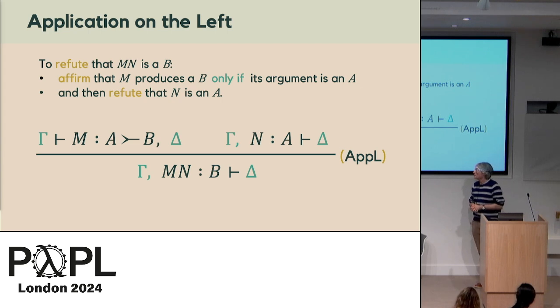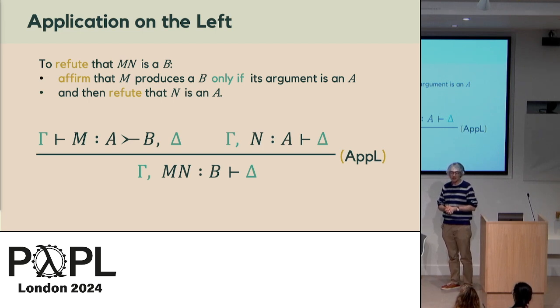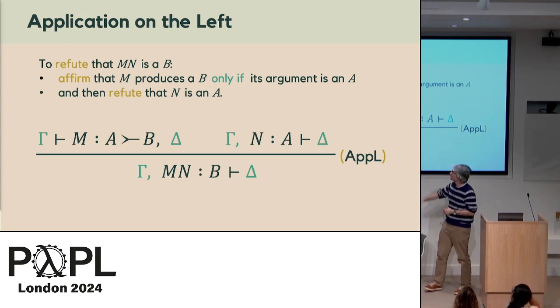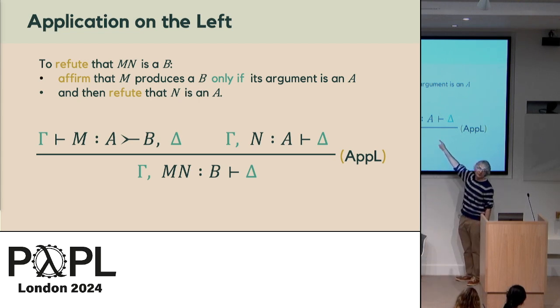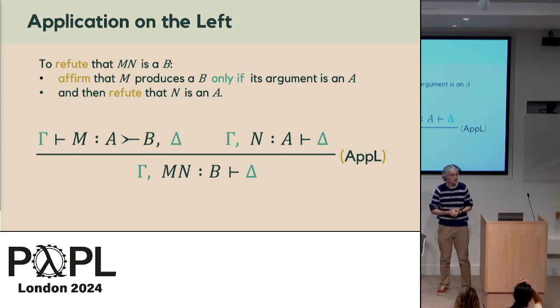Okay, so with this new ingredient, we can talk about refuting an arbitrary application on the left. I mean that it has a certain type. So if we want to refute that M n has the type B, one way we can do this is as follows. We can first affirm, so here we're now on the right of the turnstile in this left-hand premise, that M is a function that, well, if it was to give you a B like this, then you must have given it an A. And then all we need to do is refute that its actual argument is an A.